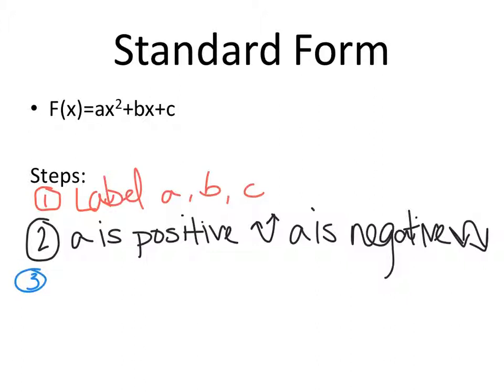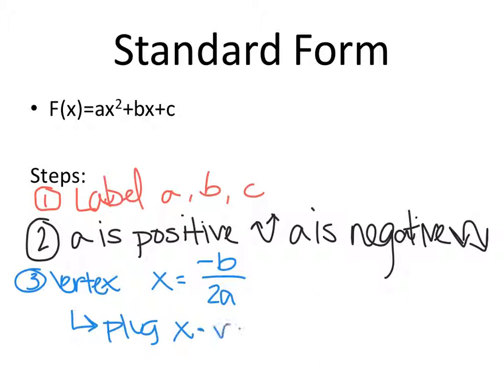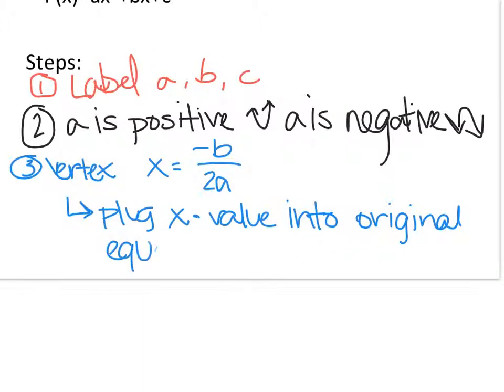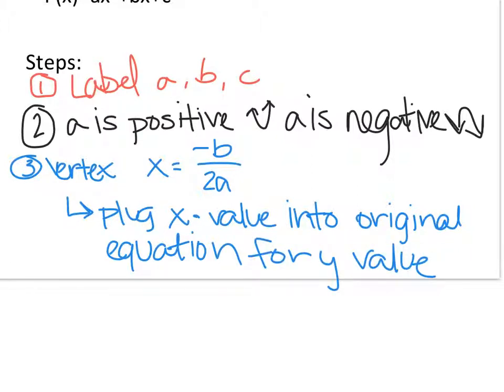Step three, we want to find our vertex and our line of symmetry. The way we do that is we find the x value by using the equation opposite of b, so I'm going to put a negative sign there to show opposite, all over 2a. Once you have your x value, you're going to take the answer and plug it into the original equation. And the reason we do that is because if you have an x value, you plug it into the equation, that will give you your y value.